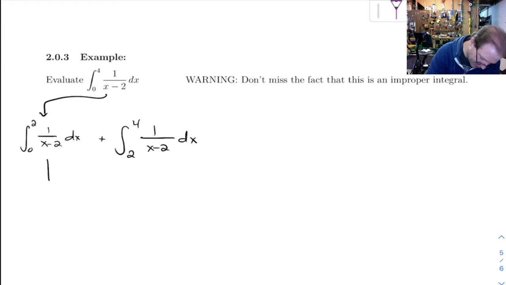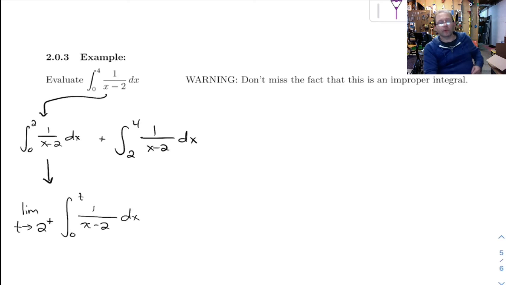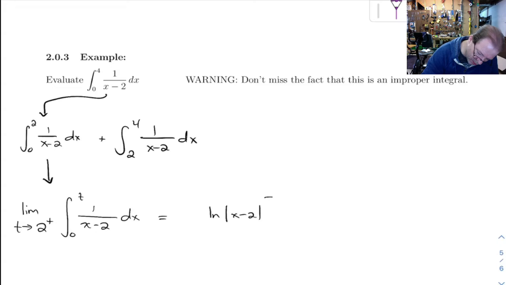So let's do this one first. I'm going to rewrite it as the limit as t goes to 2 on the positive side of the integral from 0 to t of 1 over x minus 2 dx. And now we can do the integral. The integral of that is going to be ln of the absolute value of x minus 2 from 0 to t. And of course that's with the limit as t approaches 2 from the positive side.